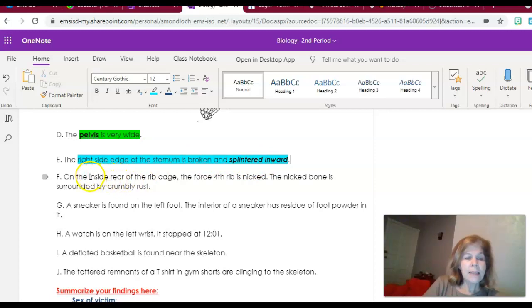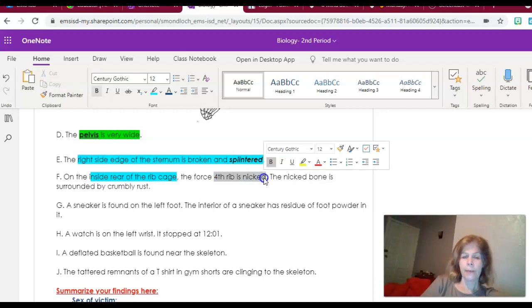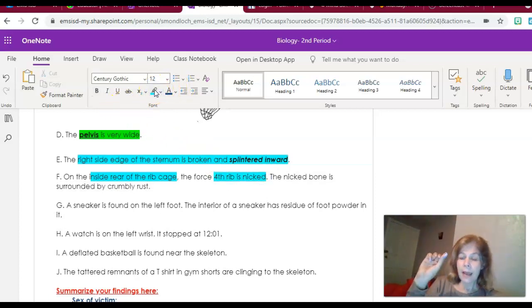And then on the inside rear of the rib cage. So the sternum is front, but now we have the back of the rib cage. So that's important. The fourth rib is nicked. Now, what does that mean? Nicked means it has a little chip out of it. So we know that there was a force great enough to splinter the bone in the front sternum, and whatever it was went through the body and took a little chunk out of the rib in the back.